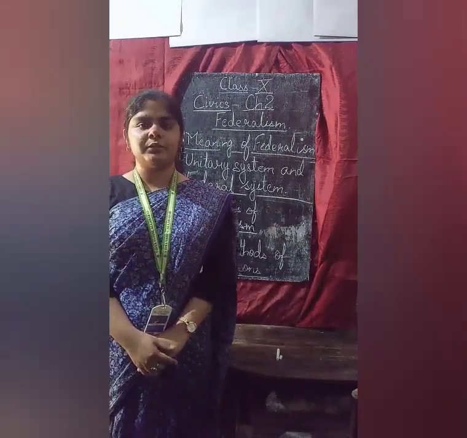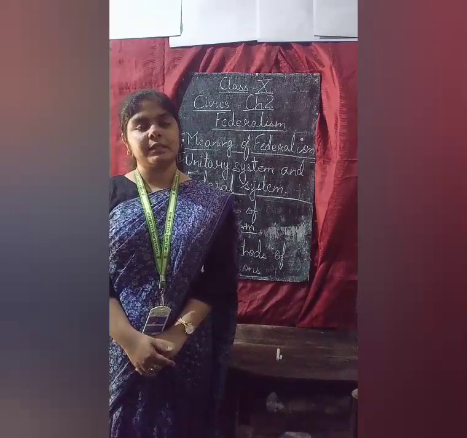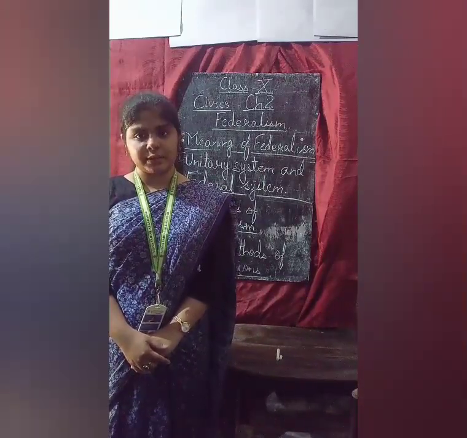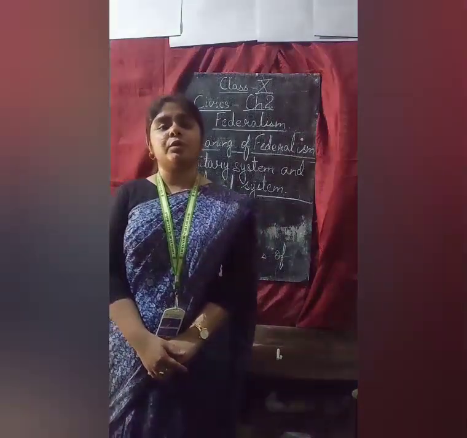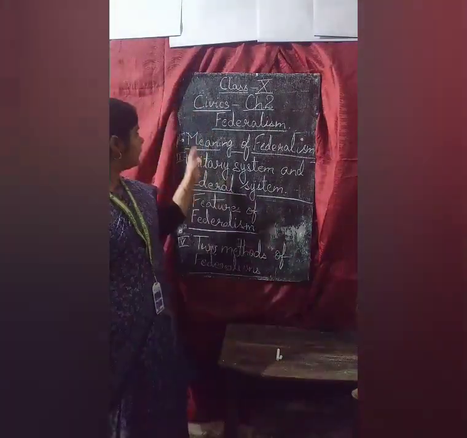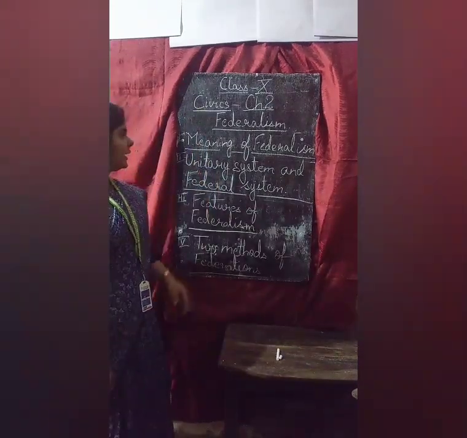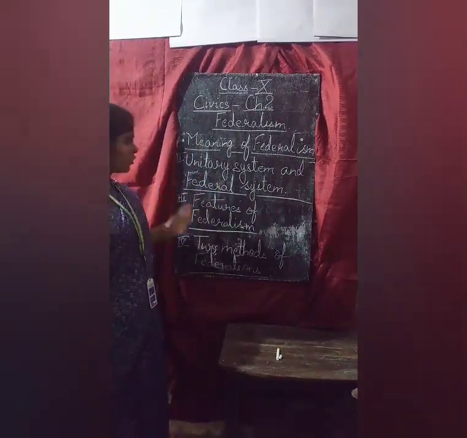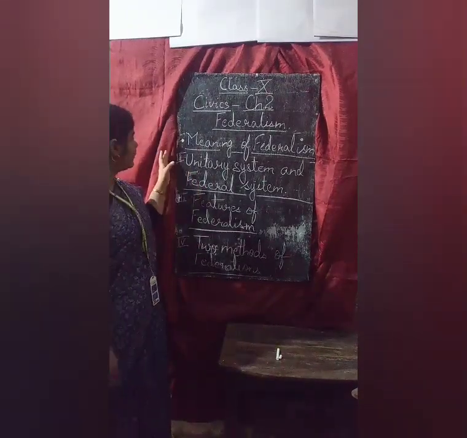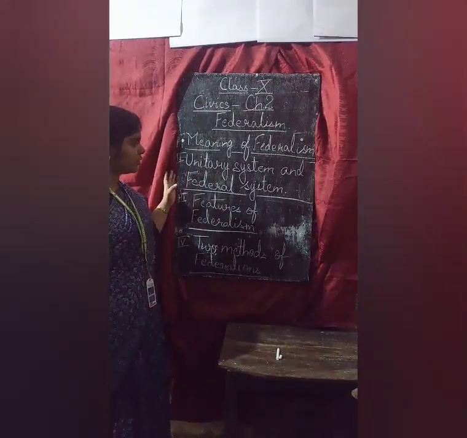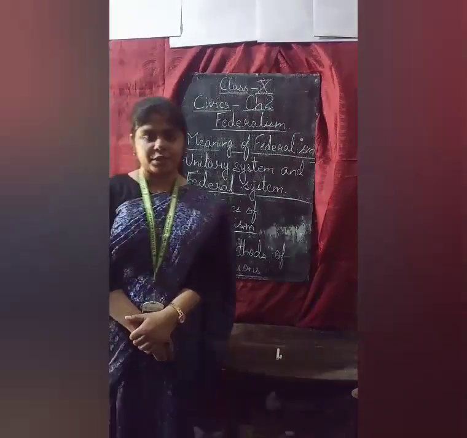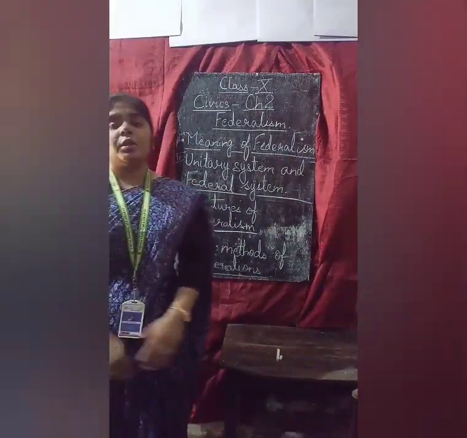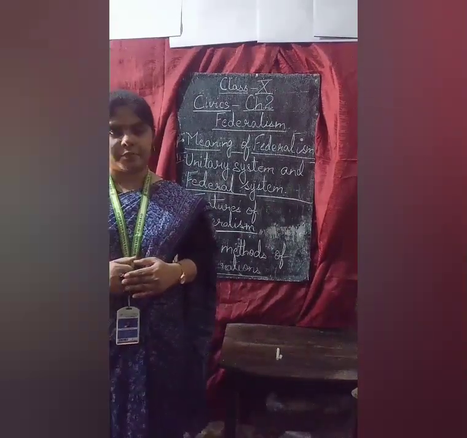Today we are going to begin with the second lesson of Civics, and we have already completed the first lesson and I hope you all have studied it properly. Fine. So the second lesson of Civics is Federalism. Today in this particular video we are going to cover these topics from this lesson. First is meaning of federalism, then unitary system and federal system, then features of federalism, and the last one is two methods of federations. So, first we need to understand the meaning of federalism.